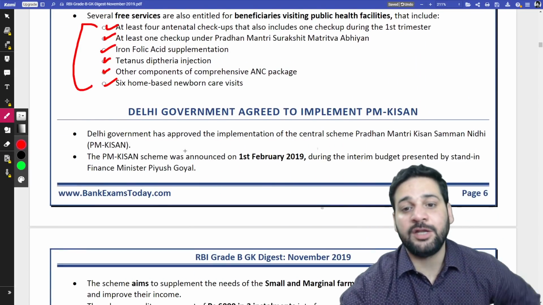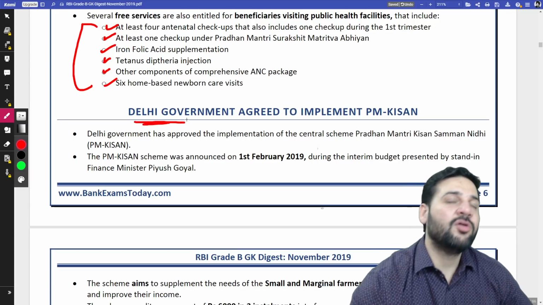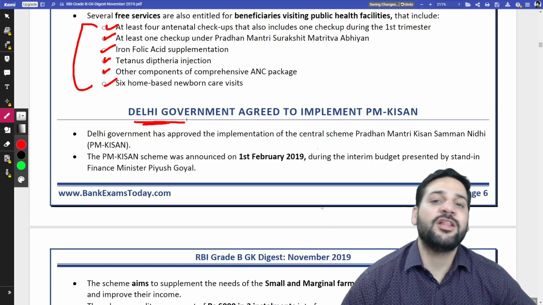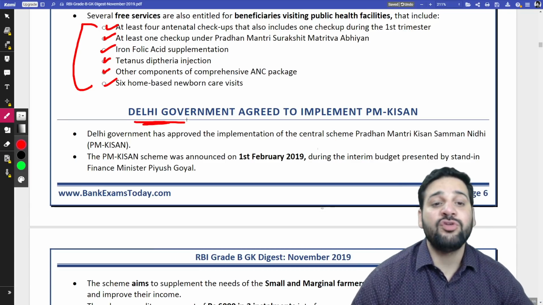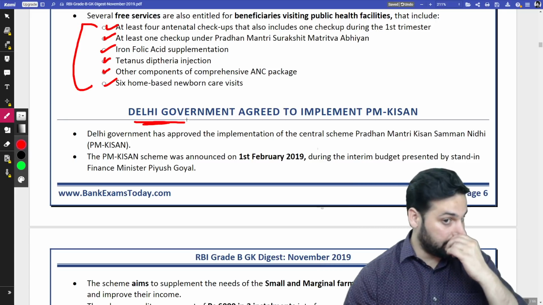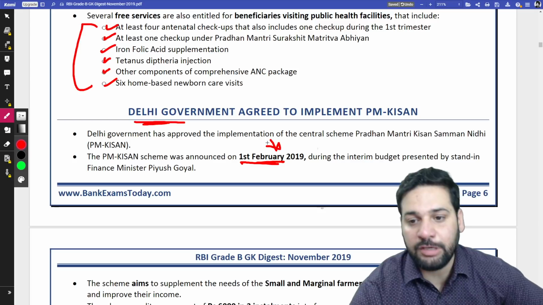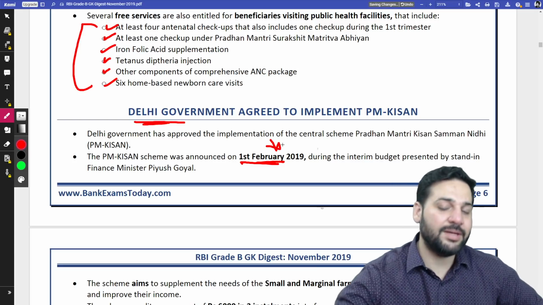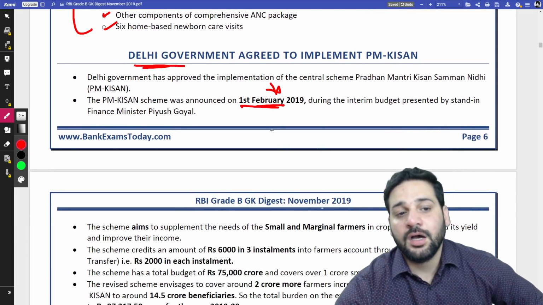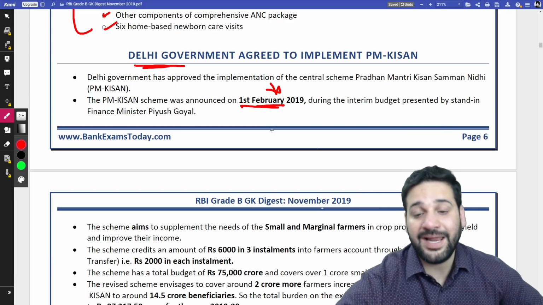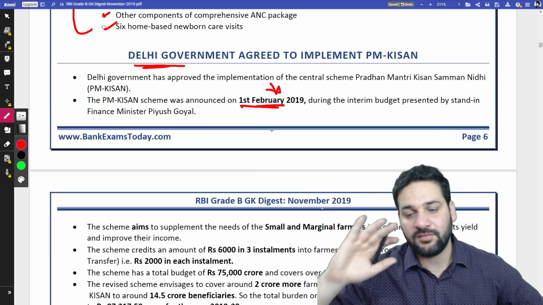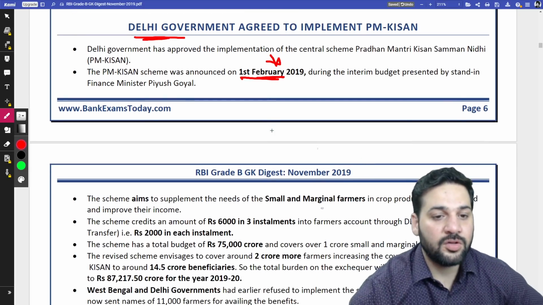So the Delhi government agreed to implement PM Kisan. Previously the Delhi government and the West Bengal government refused to implement PM Kisan, which is a very good scheme. PM Kisan Yojana was launched on 1st of February 2019 during the interim budget by the Finance Minister Piyush Goyal, who was the Finance Minister at that particular point of time.